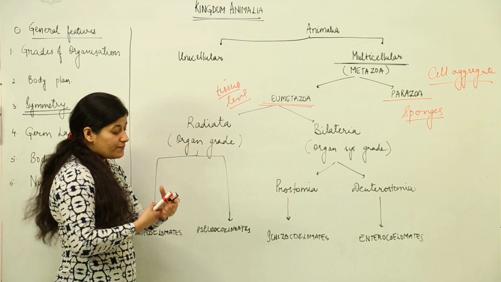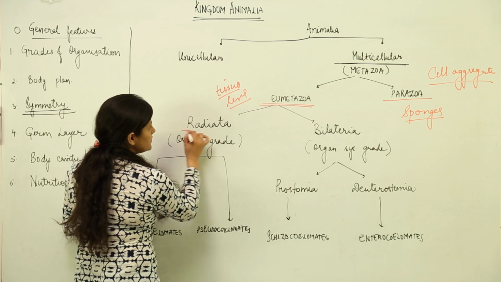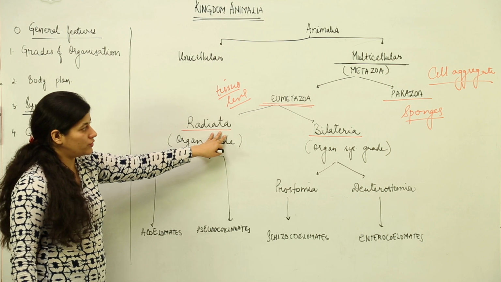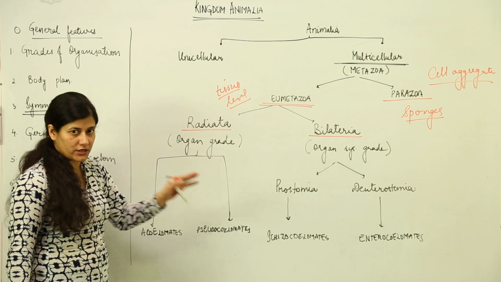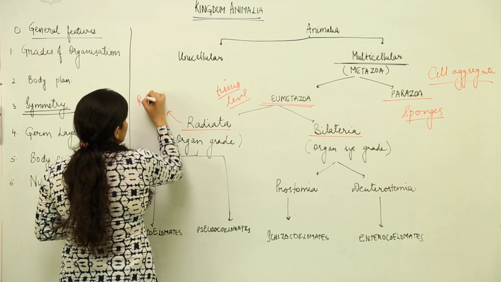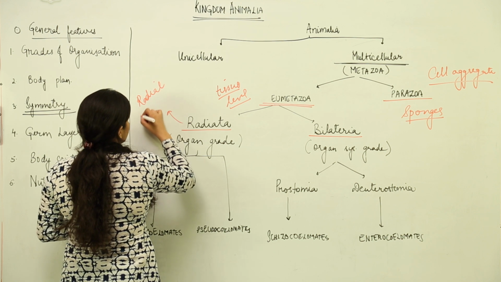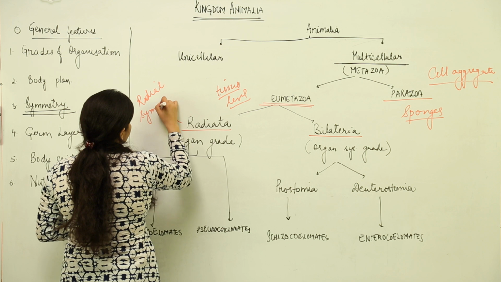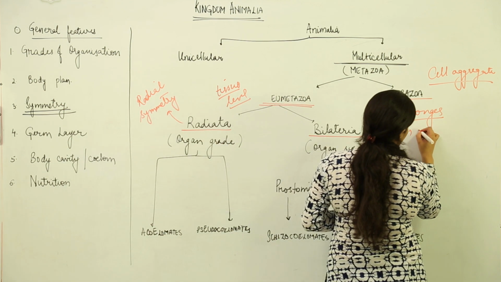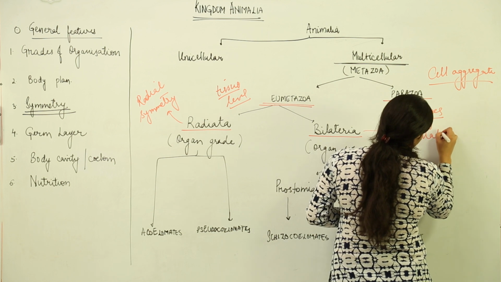But apart from that, we are coming across two terms, that is radiata and bilateria. If you are paying attention to the terms, we have two more terms that we have to derive from here. That is, radiata has radial symmetry and bilateria has bilateral symmetry.